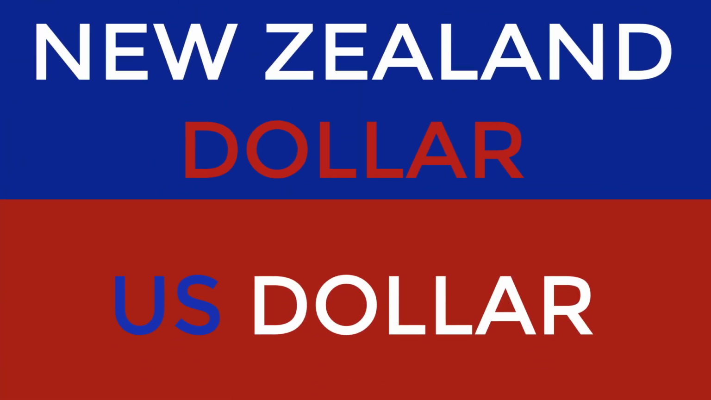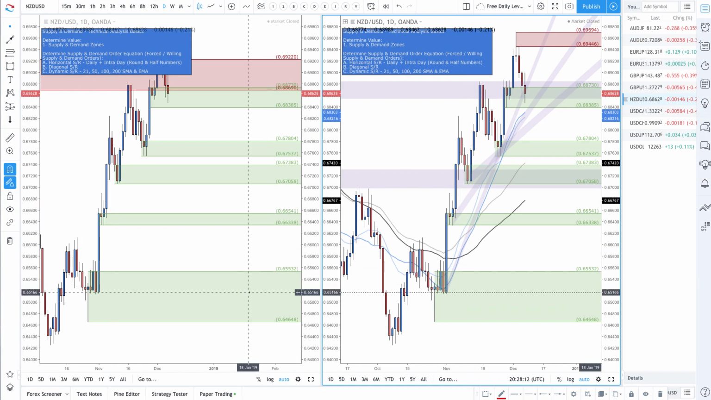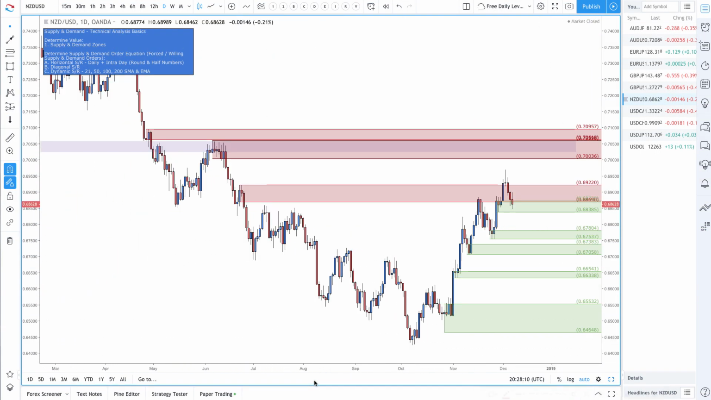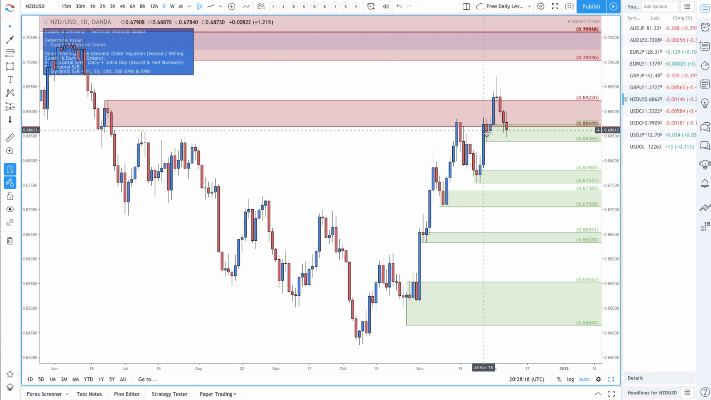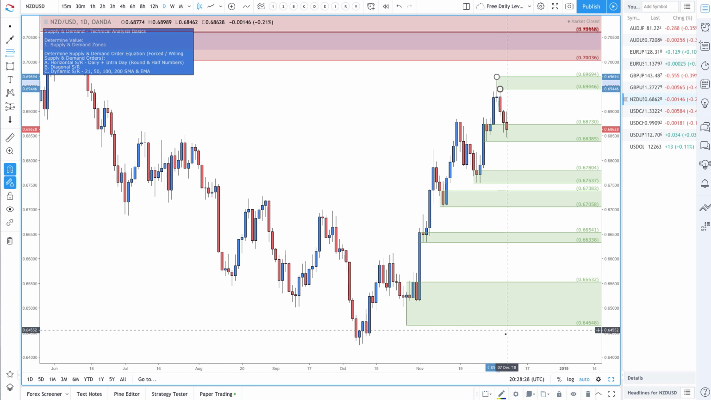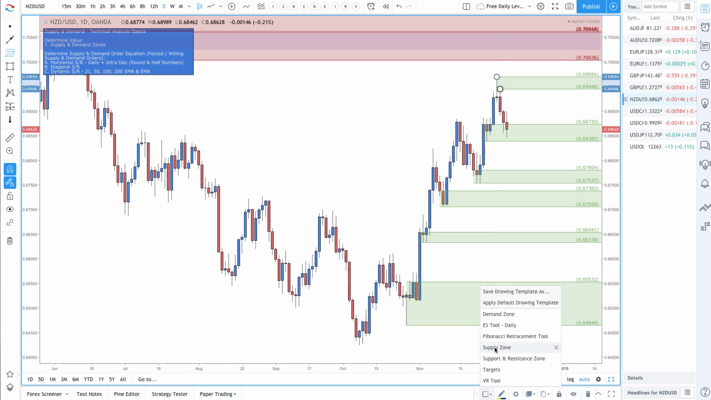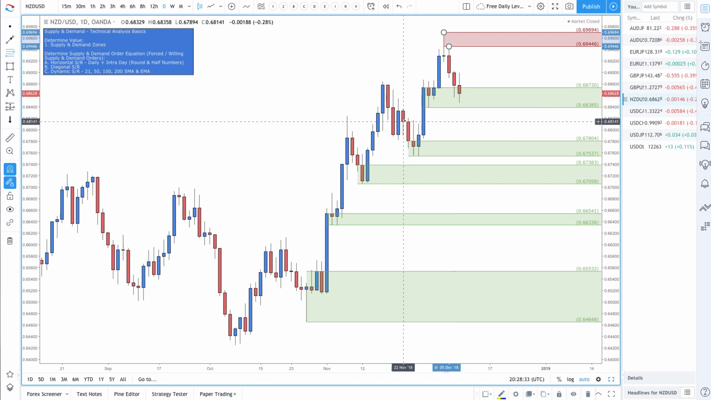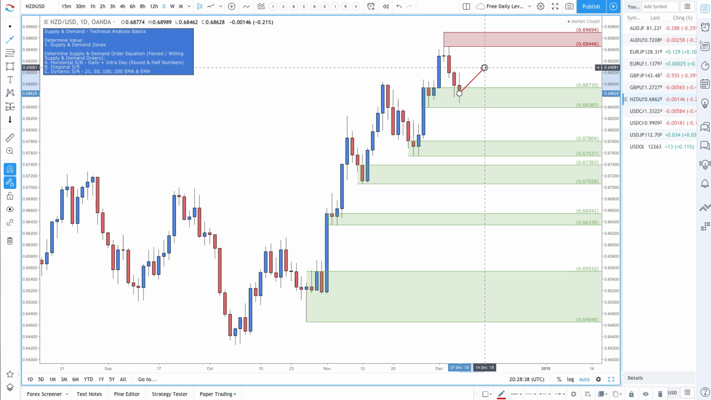Moving on to the New Zealand dollar, US dollar, and we have, from a supply and demand perspective, I'm going to in fact just get rid of that. I'm going to put a supply zone right there, and if you do want to be a buyer of the New Zealand dollar, now is pretty much the time. If you're looking to be a buyer of the US dollar, there's going to be the best area.